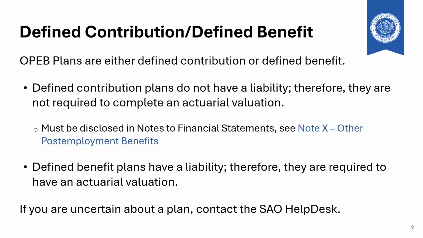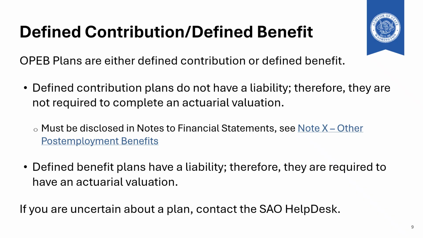Defined benefit plans, on the other hand, promise employees a certain level of benefits after retirement, regardless of how much they or the government contributed during employment. That means even if there's not enough money set aside to pay the OPEB benefits, the government is required to contribute more to cover that difference. That's why you have a liability that needs to be reported on the Schedule 09.